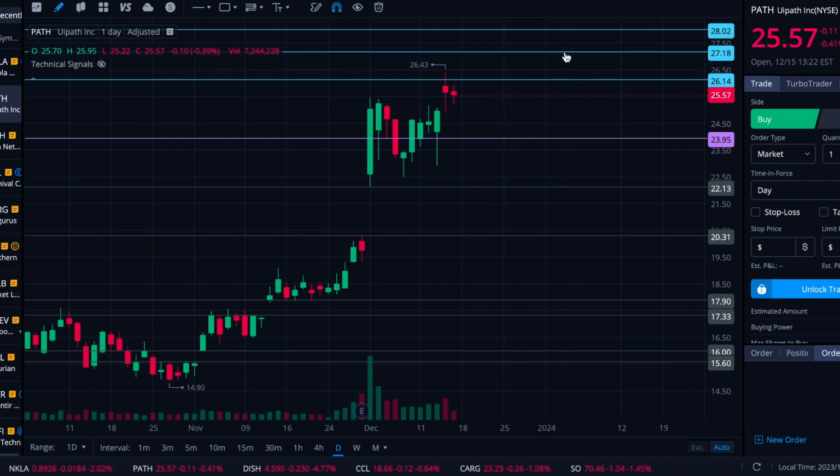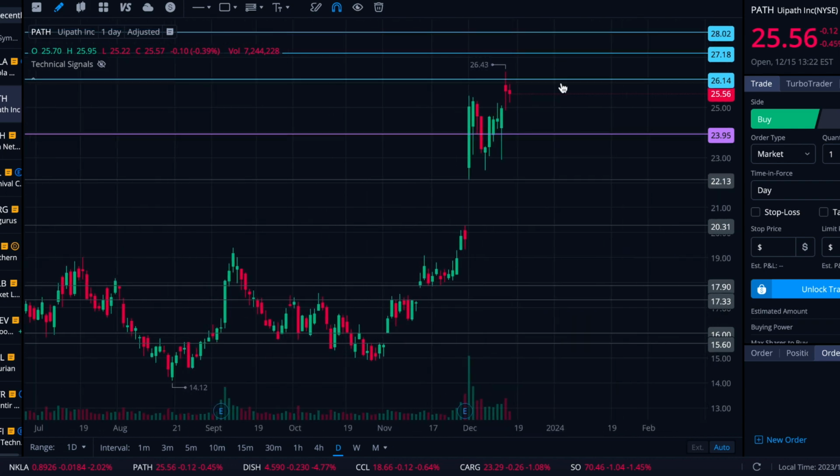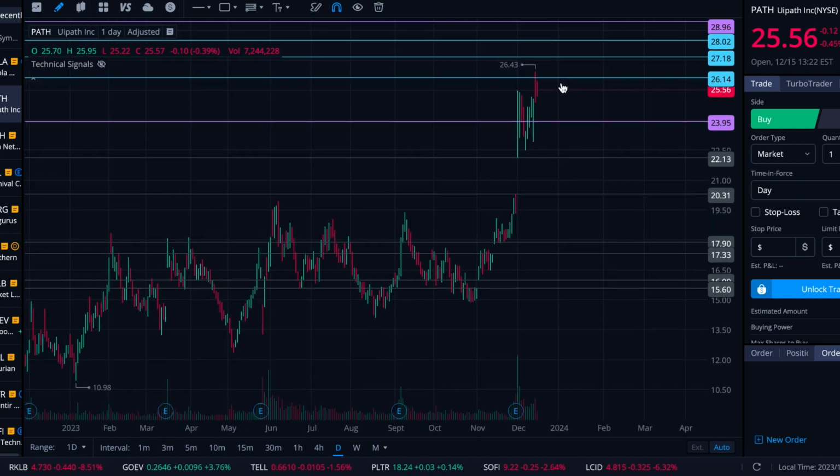If it does stretch up through 27.18 and 28.02, look like a couple of levels that could come into play. And then that would be about it, unless it puts in a bunch of other price action that establishes some other levels. 28.96 would be the fill, like I said.